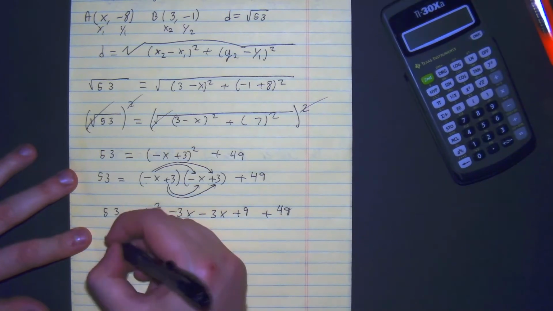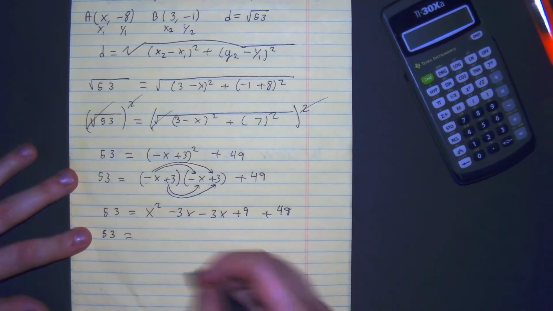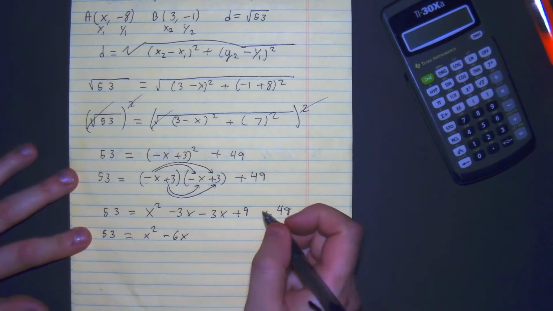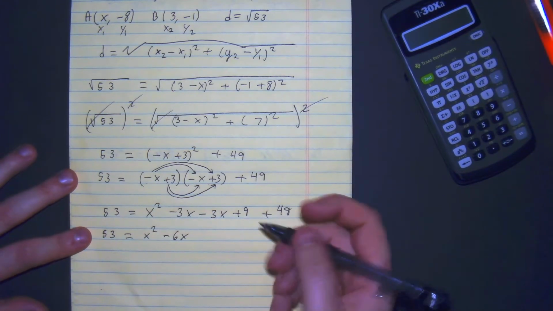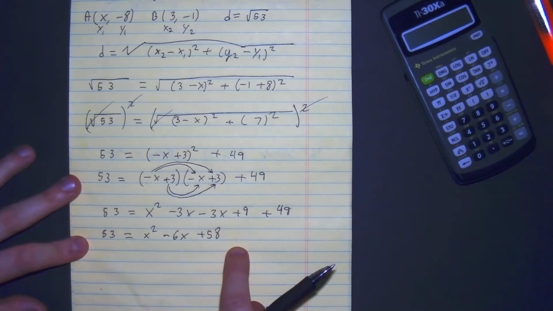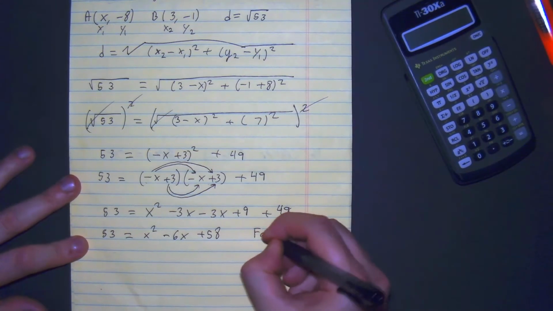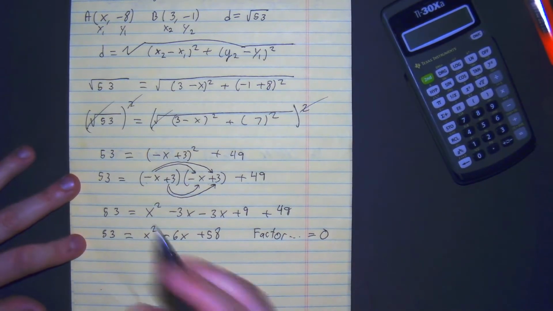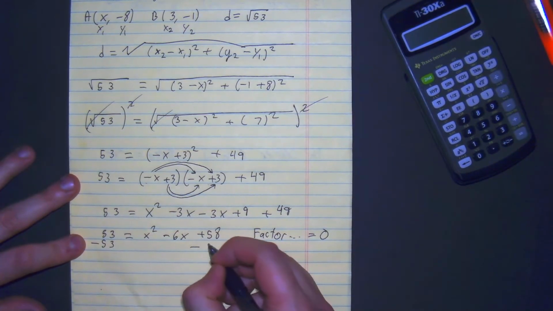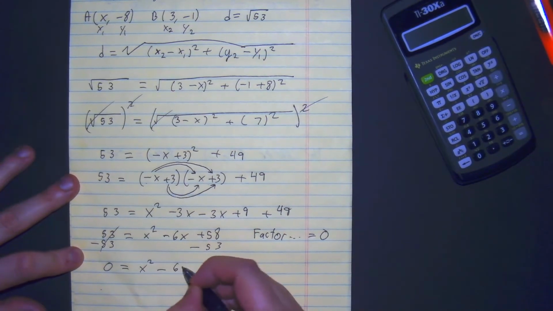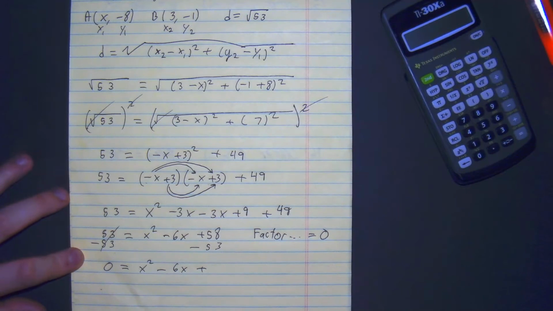So now we need to start simplifying. 53 is equal to x squared minus 3x minus 3x, which is minus 6x. 9 plus 49 is 58. From here, I need to subtract this over because we have to factor, so we have to set it equal to 0. So minus 53 minus 53. 0 is equal to x squared minus 6x plus 5, since 58 minus 53 is 5.